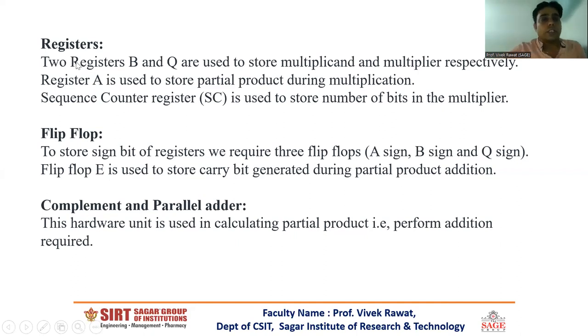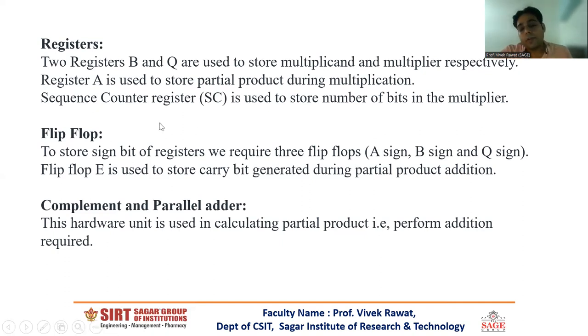First of all, registers. What is the definition of a register? We all know a register is a very small part of memory. Two registers, B and Q, are used to store the multiplicand and multiplier respectively, while register A is used to store partial products during multiplication. The sequence counter is used to store the number of bits in the multiplier.